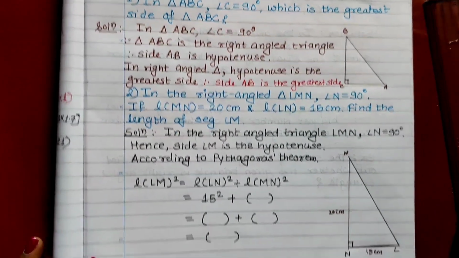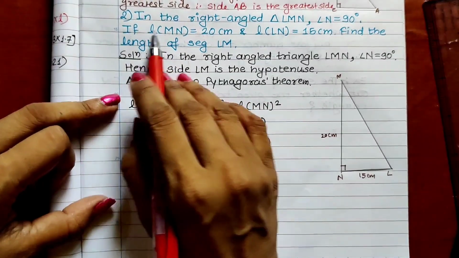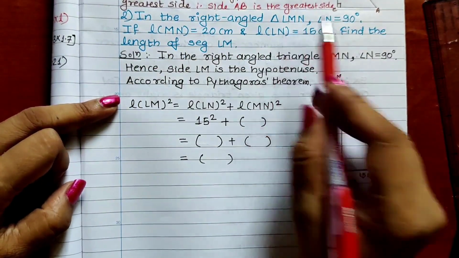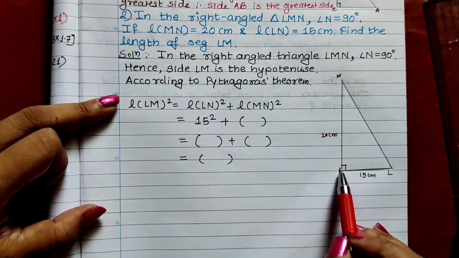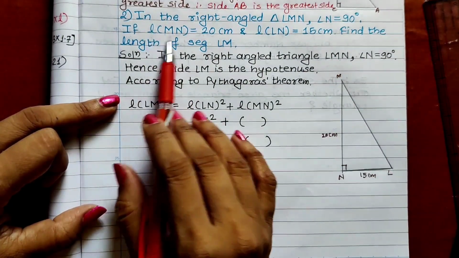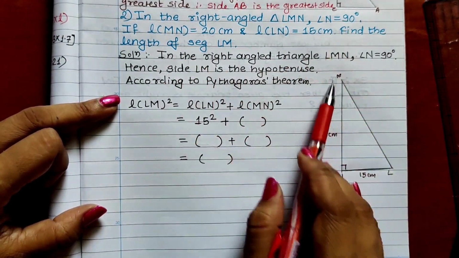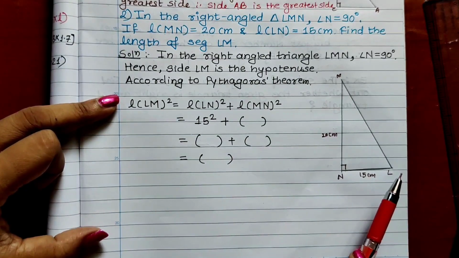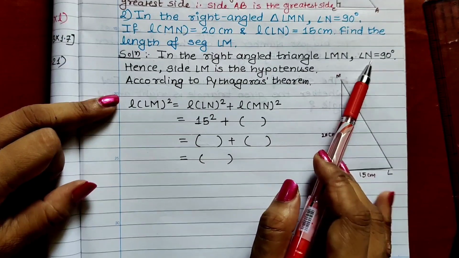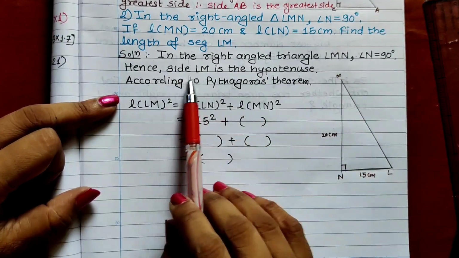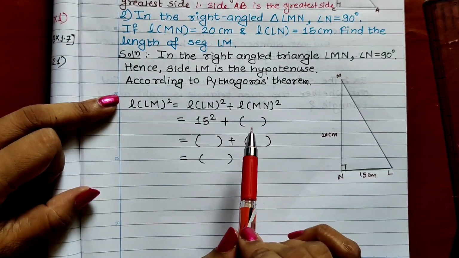Now let us see next question. What is next question? In the right angle triangle LMN, you can see here LMN is the right angle triangle. Angle N is 90 degree, MN is 20 centimeter, LN is 15 centimeter. Find the length of LM. So we will have to apply Pythagoras' theorem. What is Pythagoras' theorem? In the right angle triangle LMN, angle N is 90 degree. So side LM is the hypotenuse, and according to Pythagoras theorem, what is Pythagoras theorem?